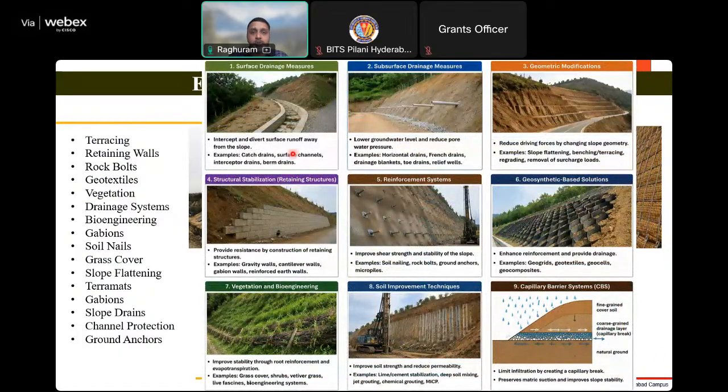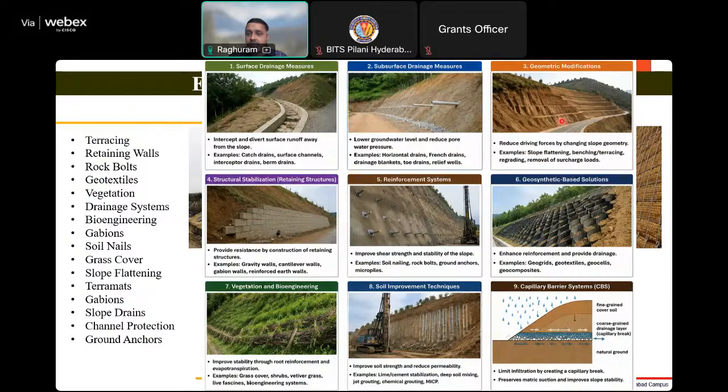Here some more measures are there, like surface drainage, where we can divert the rainfall water. The second one is subsurface drainage, where you can lower the water table position, because when you provide a subsurface drainage without any clogging, water will go out easily.